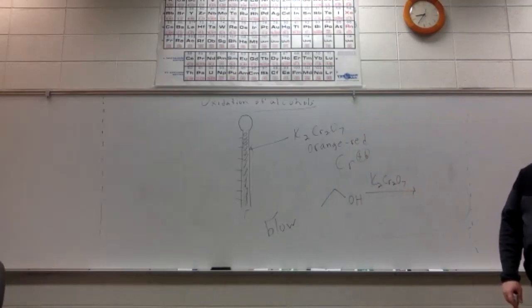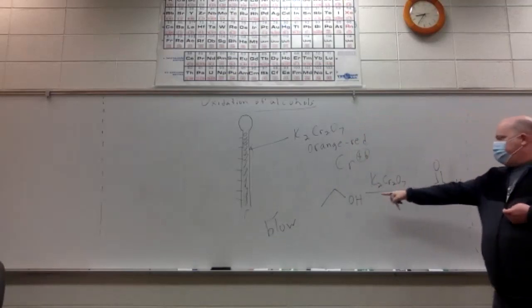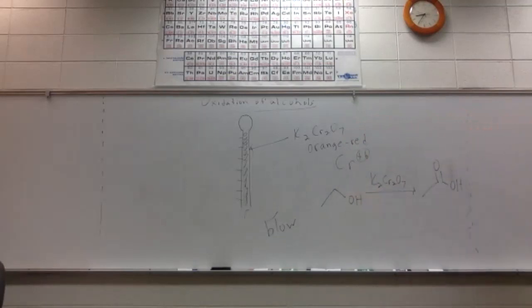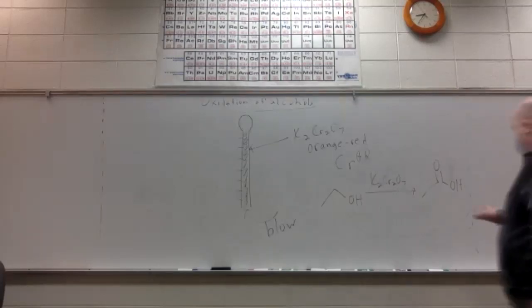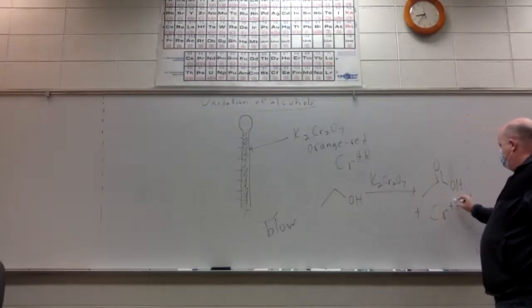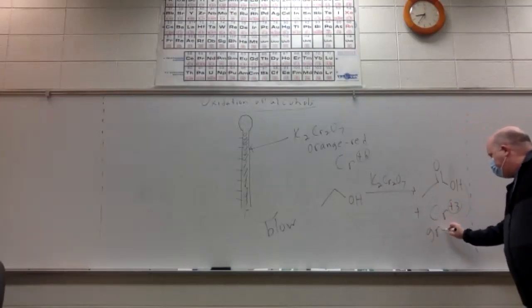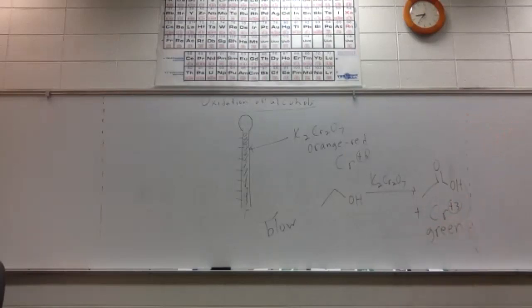Yeah, look it up if you need to. It gives you a carboxylic acid, so it gives you this, right? So this was oxidized, but remember, anytime something is oxidized, something's got to be reduced as well. In this case, the chromium gets reduced into Cr +3. And Cr in the +3 state has a green color.